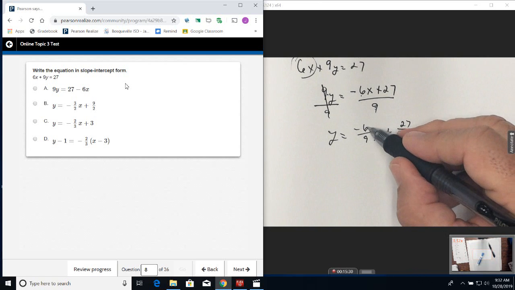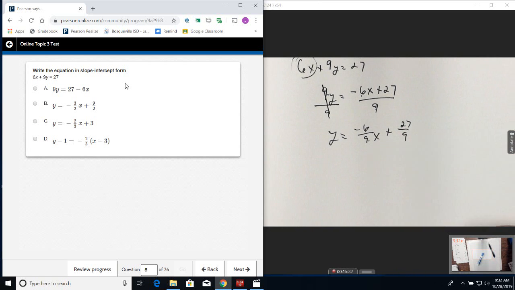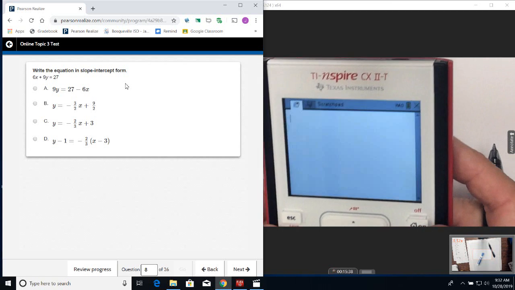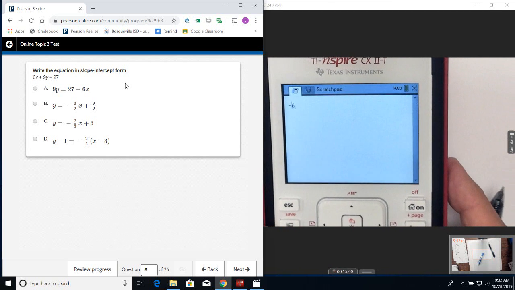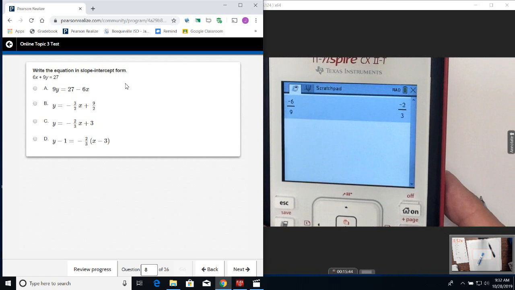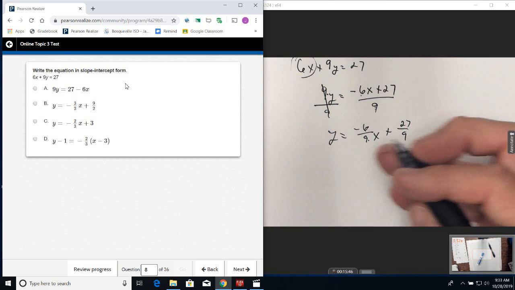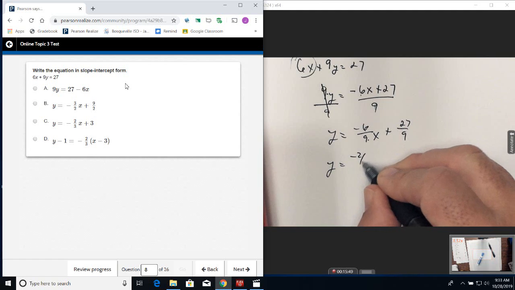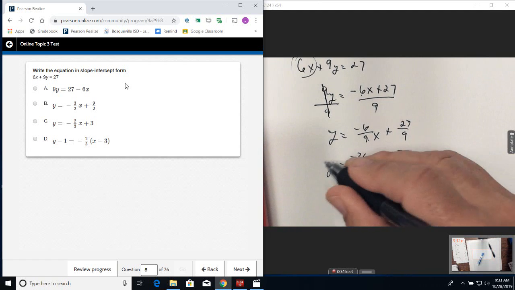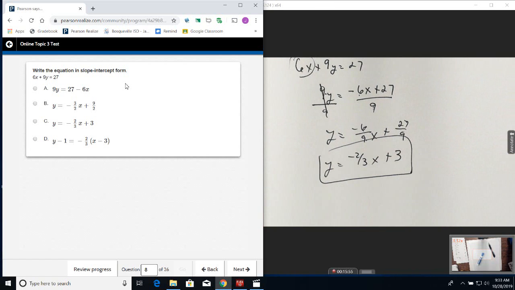Can I reduce that? What number will go into 6 that will also go into 9? Okay, so 3 will. Now, you do realize that your calculator would reduce that for you. So if you just plug in negative 6 divided by 9 and hit enter, it'll reduce it as a fraction for you to be negative 2/3. So don't miss that. That's negative 2/3 x plus, what's 27 divided by 9? 3. So that should be answer choice C.